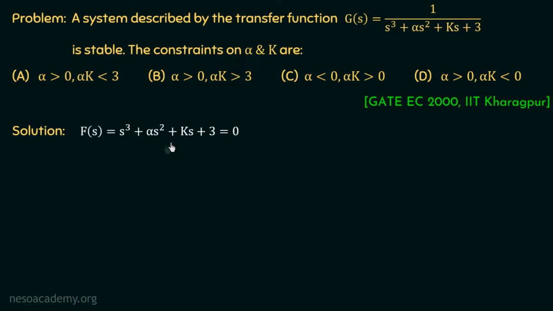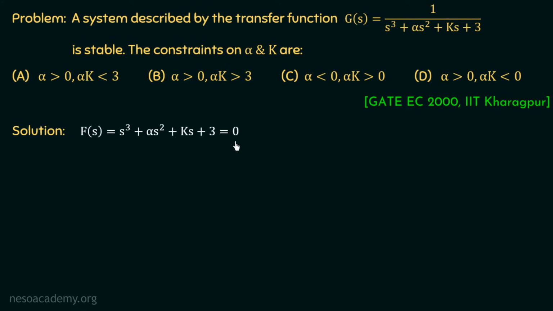And this is because only if we are given the open loop transfer function, then we will use the formula 1 plus G(s) equal to 0 in order to calculate the characteristic equation. But in this case, it is given that a system is described by the transfer function G(s) equal to this function. That is, the overall transfer function is given to us. And we know that if we put the denominator of the closed loop transfer function equal to 0, we will have the characteristic equation. So this is the closed loop transfer function which is given directly. I hope it is clear to you now.